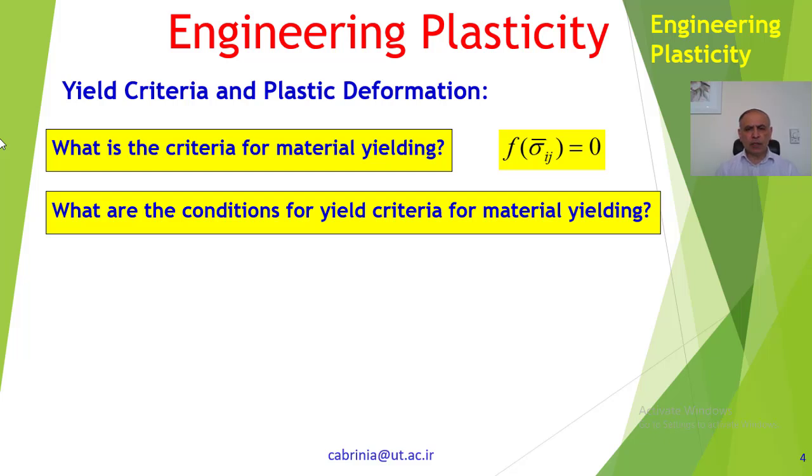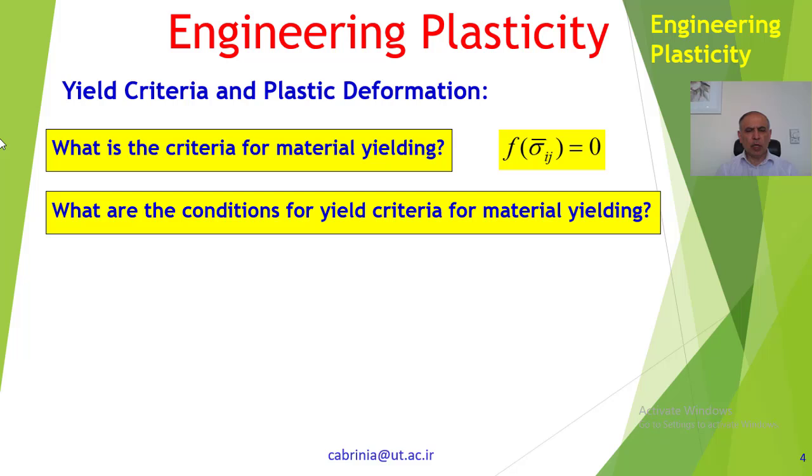What are the conditions for yield criteria for material yielding? We want to derive this function because this is general notation. We want to derive a specific function for material yielding, so we have to know what the conditions are. For instance, we could say that in tensile stress, if we increase the load in the axial direction, we will reach a point when the material yields. As soon as the stress in the material reaches the yield strength of the material, the material yields.